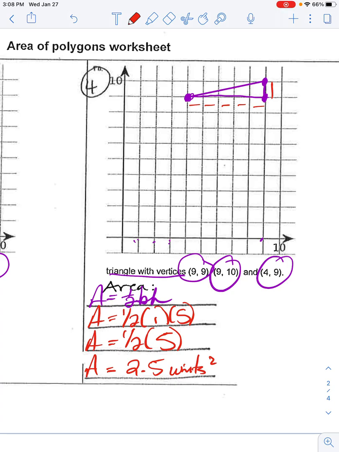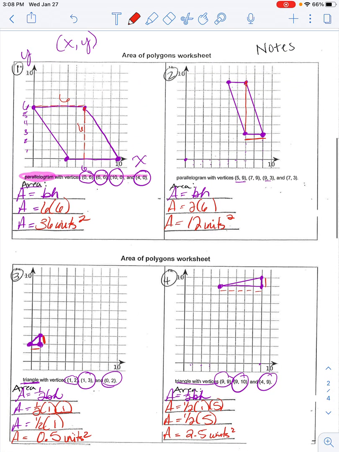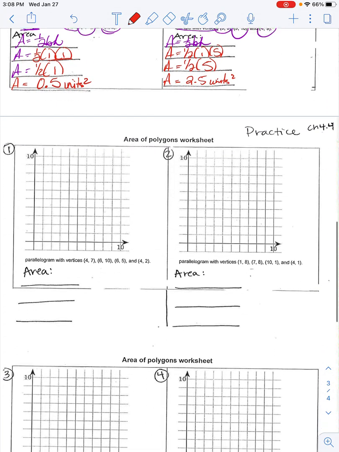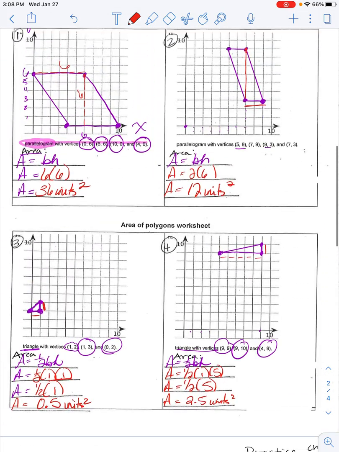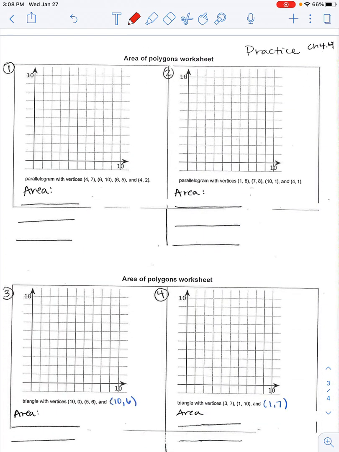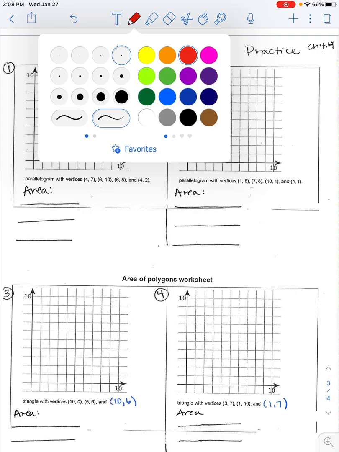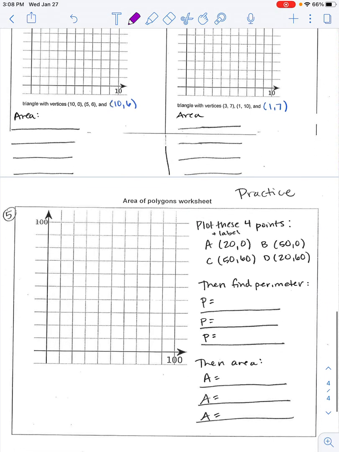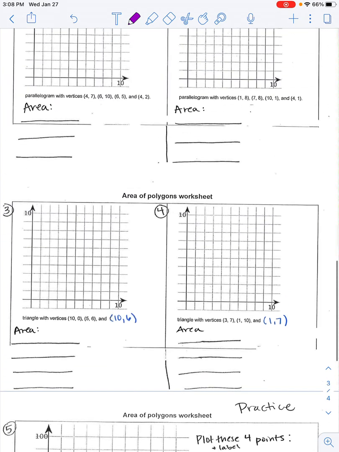Okie dokie. Periods 1, 2, and 3. Those were your notes. Those were your practice. Okay, your second link, that was like the back page of your coordinate plane. Your second link says area of polygons worksheet. So it looks very similar to what we just did.